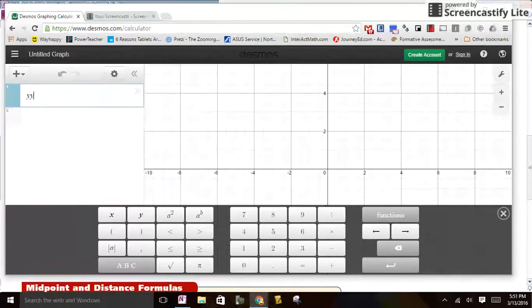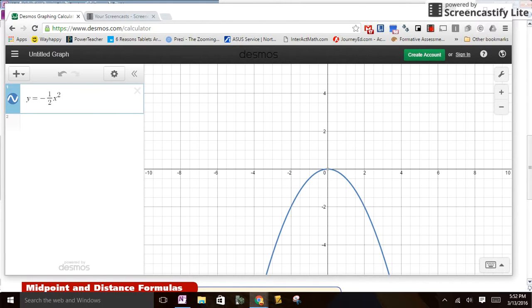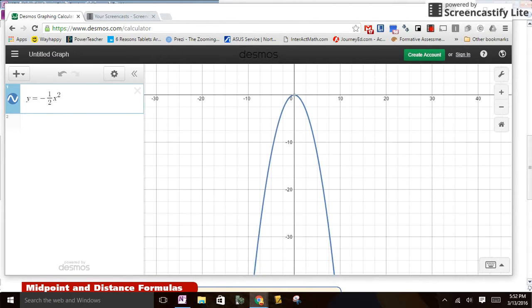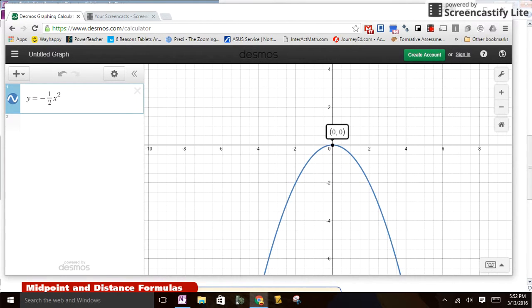So I just type it in, y equals -1/2. Now I'm still in the denominator, so I'm going to hit the right arrow, over, and then x squared, and boom, there's my graph. And I have two y's, and that's kind of confusing for a computer. If I close this down here, you can see it. What's cool about this, I can drag this graph, I can see what I want, I can zoom out, I can zoom in, I can go back to the home, all kinds of things. I can find the intersection just by clicking, and there's your vertex.